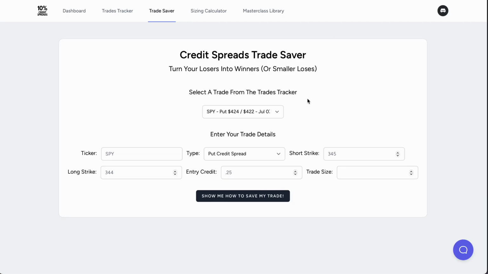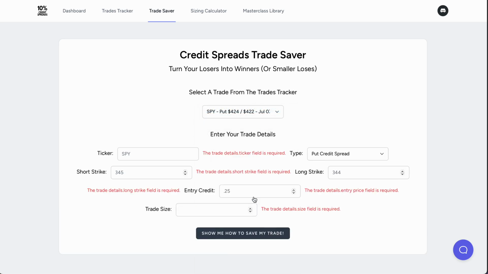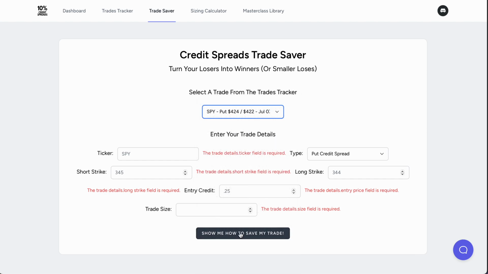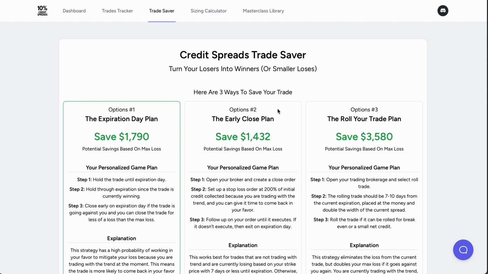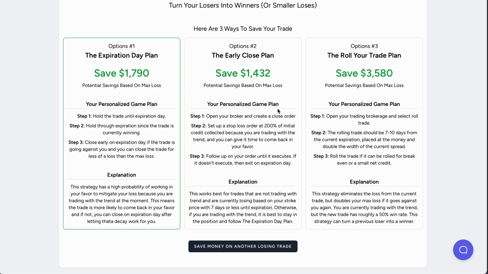So if I come over here to the Trade Saver, I'm just going to plug in a trade that I have right here. So that's going to be this one. Actually, it wants me to pick this one. Okay, here we go. So basically you just plug in a trade and it shows you how to save it, but I want to walk you through why it tells you to save it in these 3 ways.